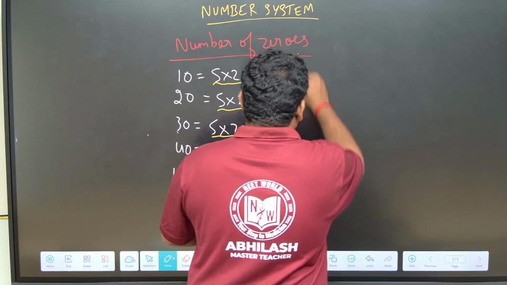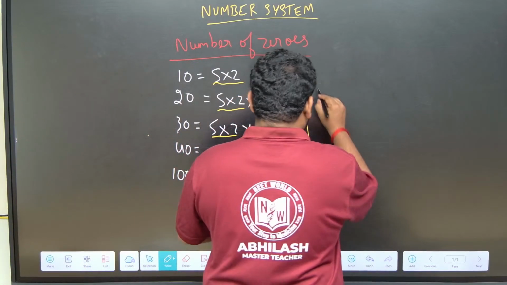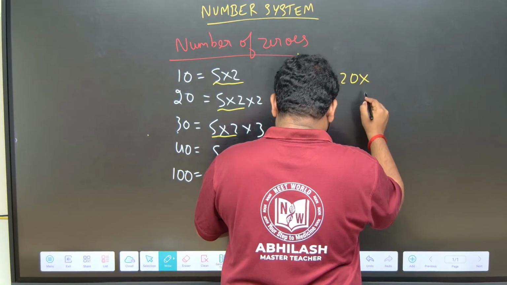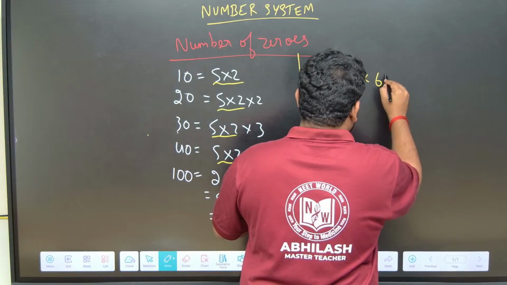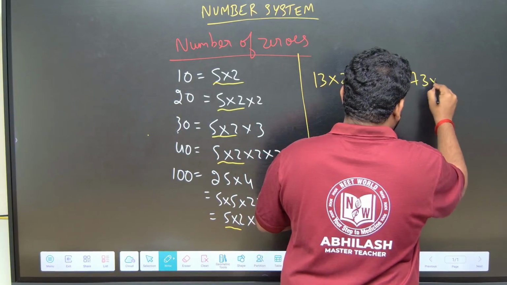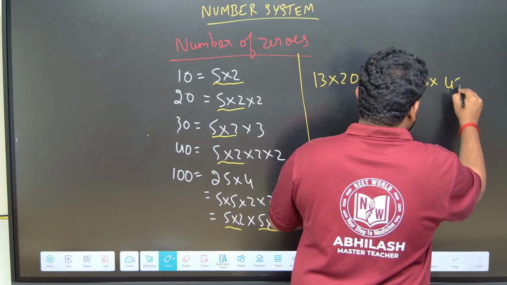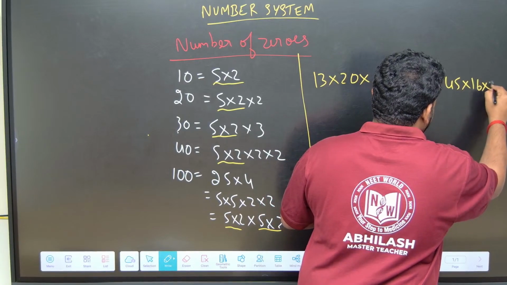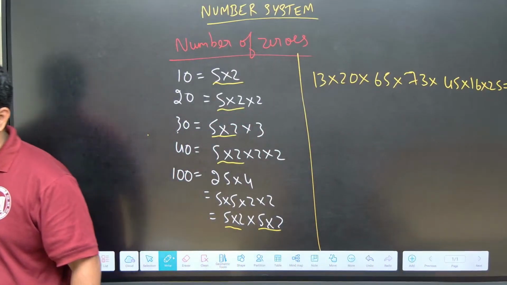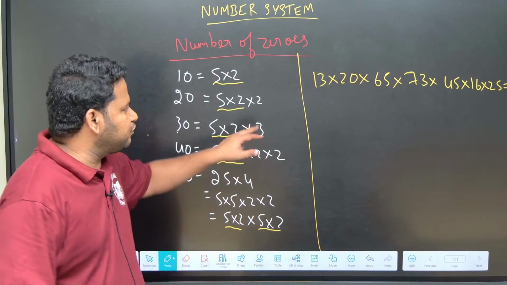See here, I ask you to find the number of zeros at the end of the digit. The number that I will give is 15 into 13 into 20 into 65 into 73 into 45 into 16 into 25. Okay, then I will ask you to find the number of zeros. So, what do you have to focus on here?